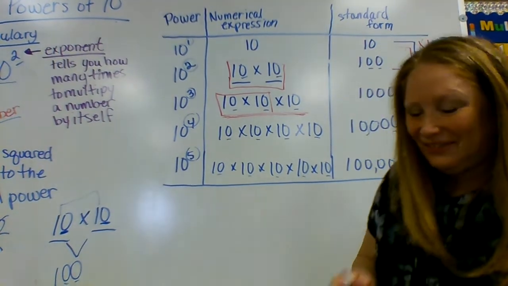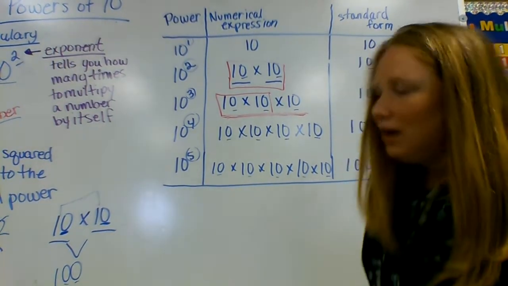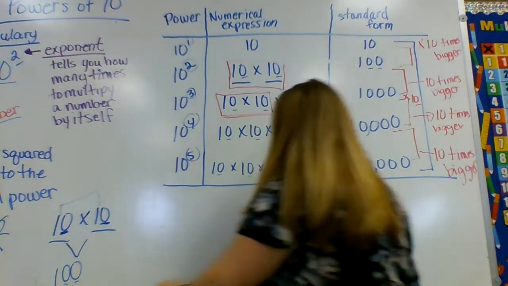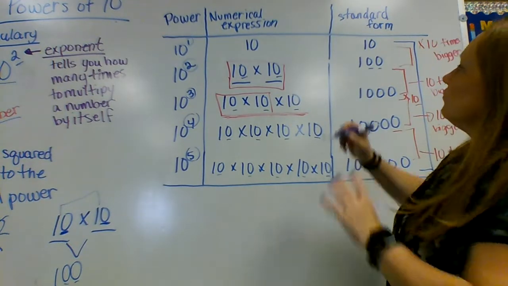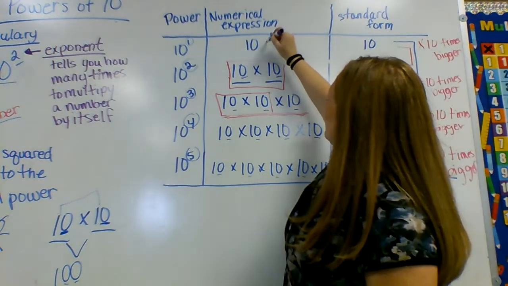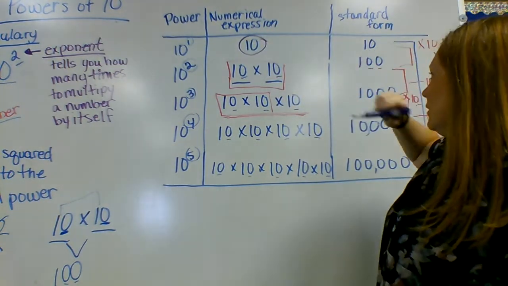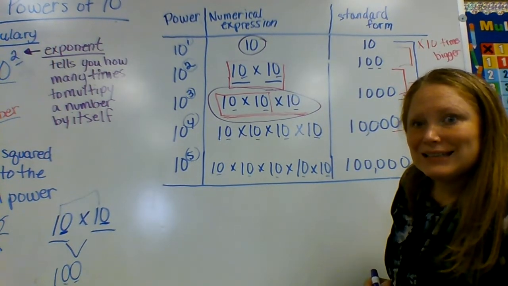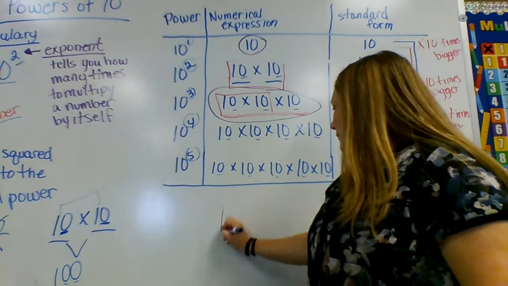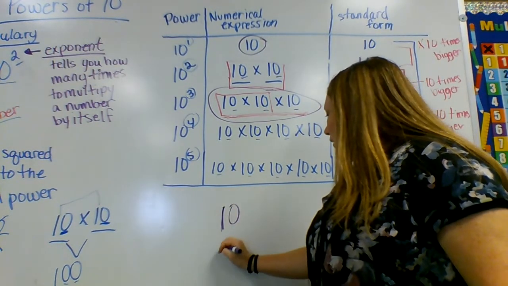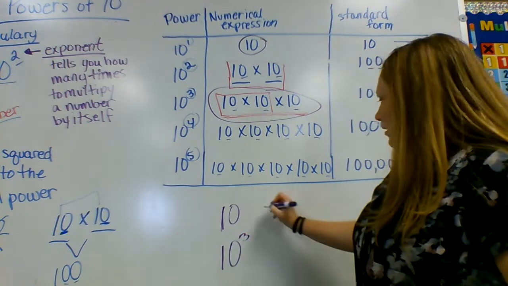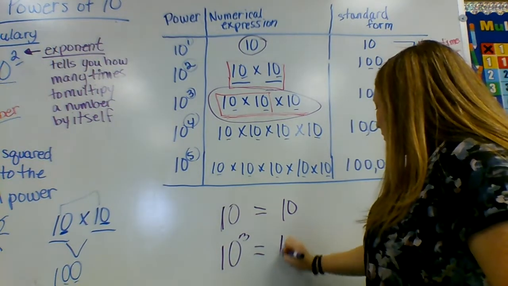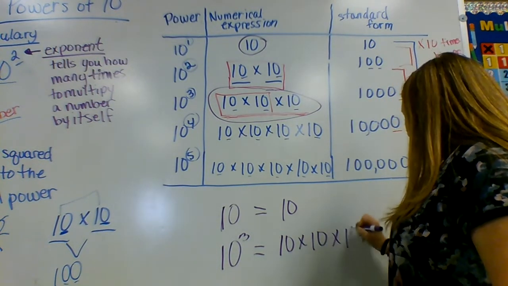All right. Now, here's the question. Let's say I want to know, to get from 10 to 10 to the third power, how many times bigger is that? So I start with 10. And then how many times bigger is 10 to the third power? Well, 10 is 10. 10 to the third power is 10 times 10 times 10, right?